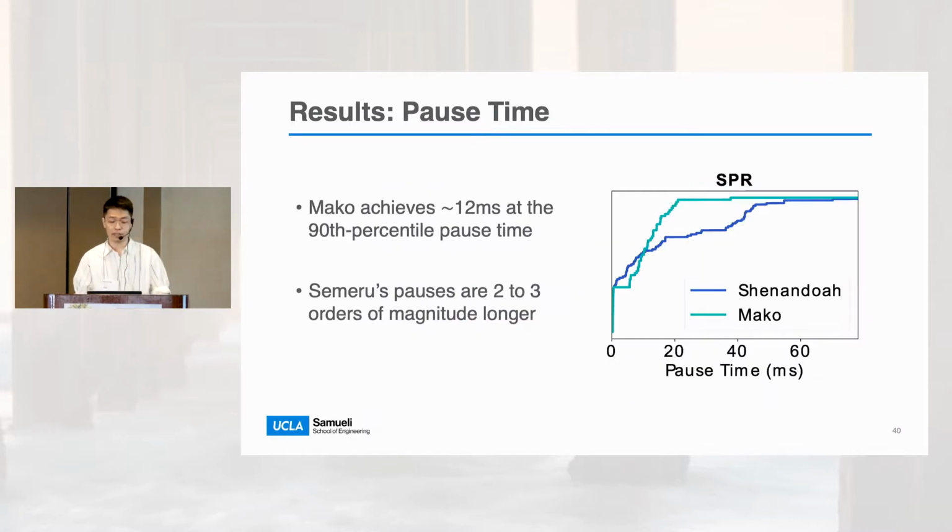In terms of pause times, Mako achieves about 12 milliseconds at the 90th percentile pause time, which is comparable with Shenandoah, and Semeru's pauses can be 2 to 3 orders of magnitude longer. On the right side is the pause time cumulative distribution for Spark PageRank. We can see that Mako's pause times are more stable than Shenandoah's.